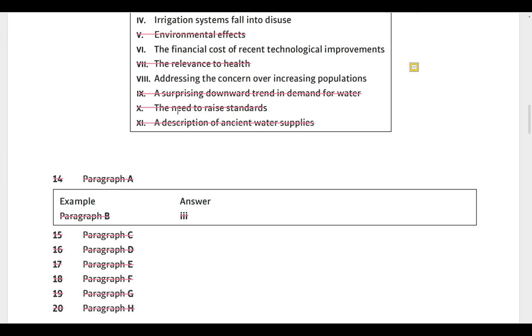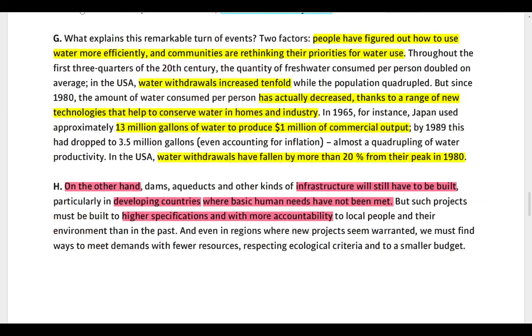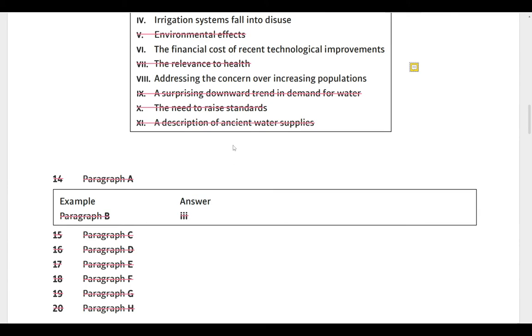The reason why it's saying the need to raise standards is that infrastructure will have to be built in developing countries where basic human necessity is not yet provided. If it is built, and it must be built actually, it must be built with higher specifications and with more accountability, meaning that they have to raise the standards. They have to raise the standards, not rise the standards.